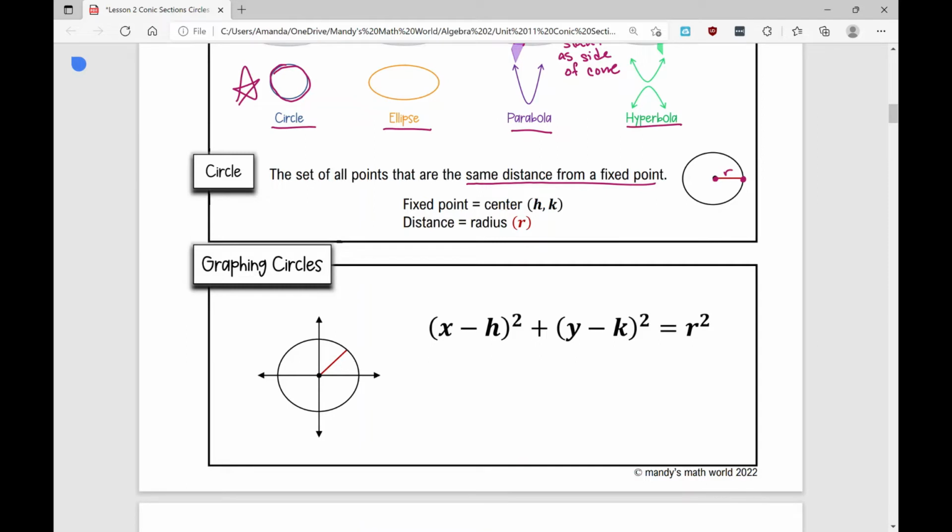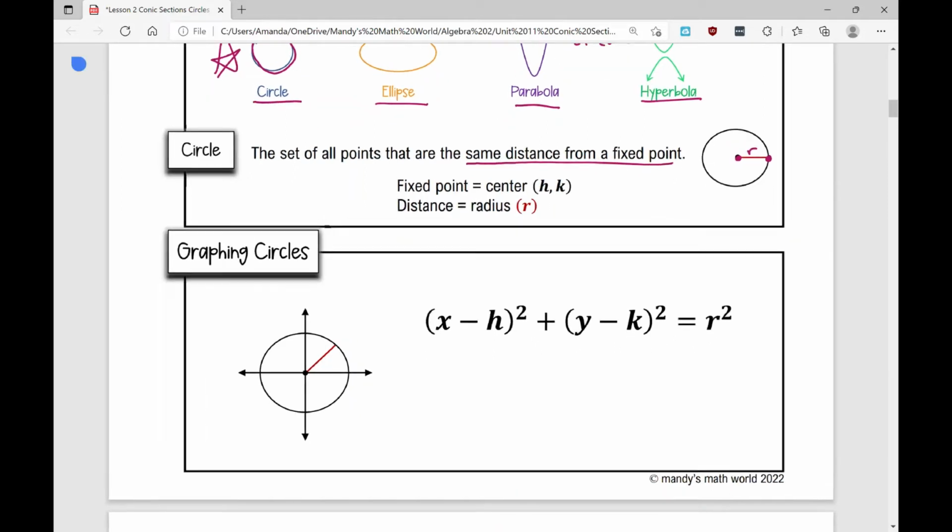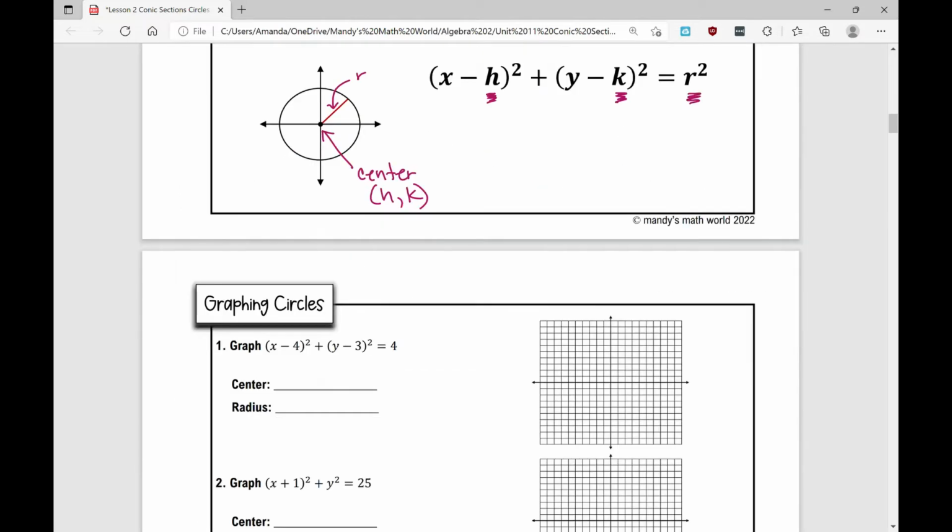When we're graphing circles, we're going to deal with this equation that I have on your PDF, on your notes, or on the screen right here. Remember that the center point is (h, k). So your equation is (x minus h) squared plus (y minus k) squared equals your radius squared. Your radius, remember, is the distance from the center to any point on the circle. So let's move on to graphing circles.